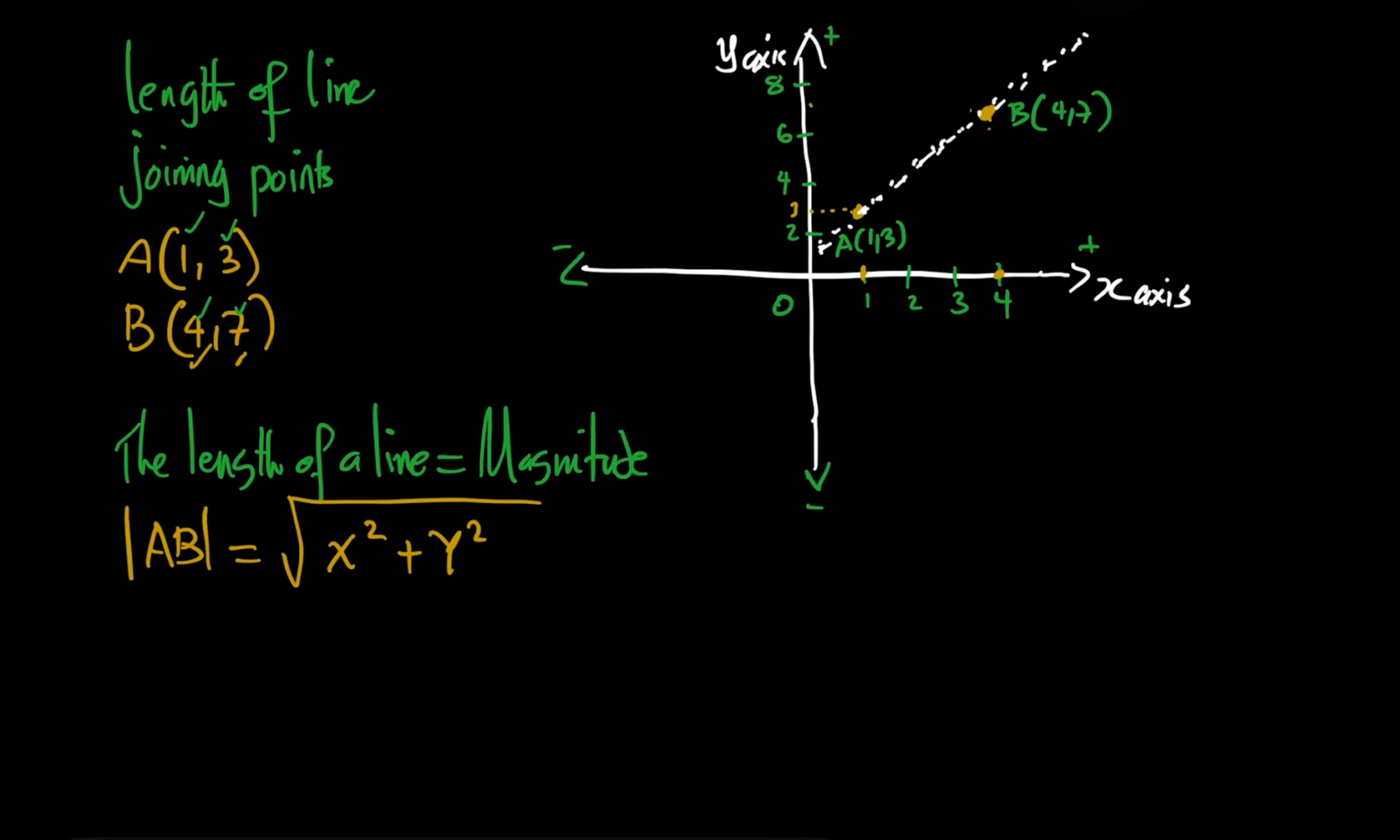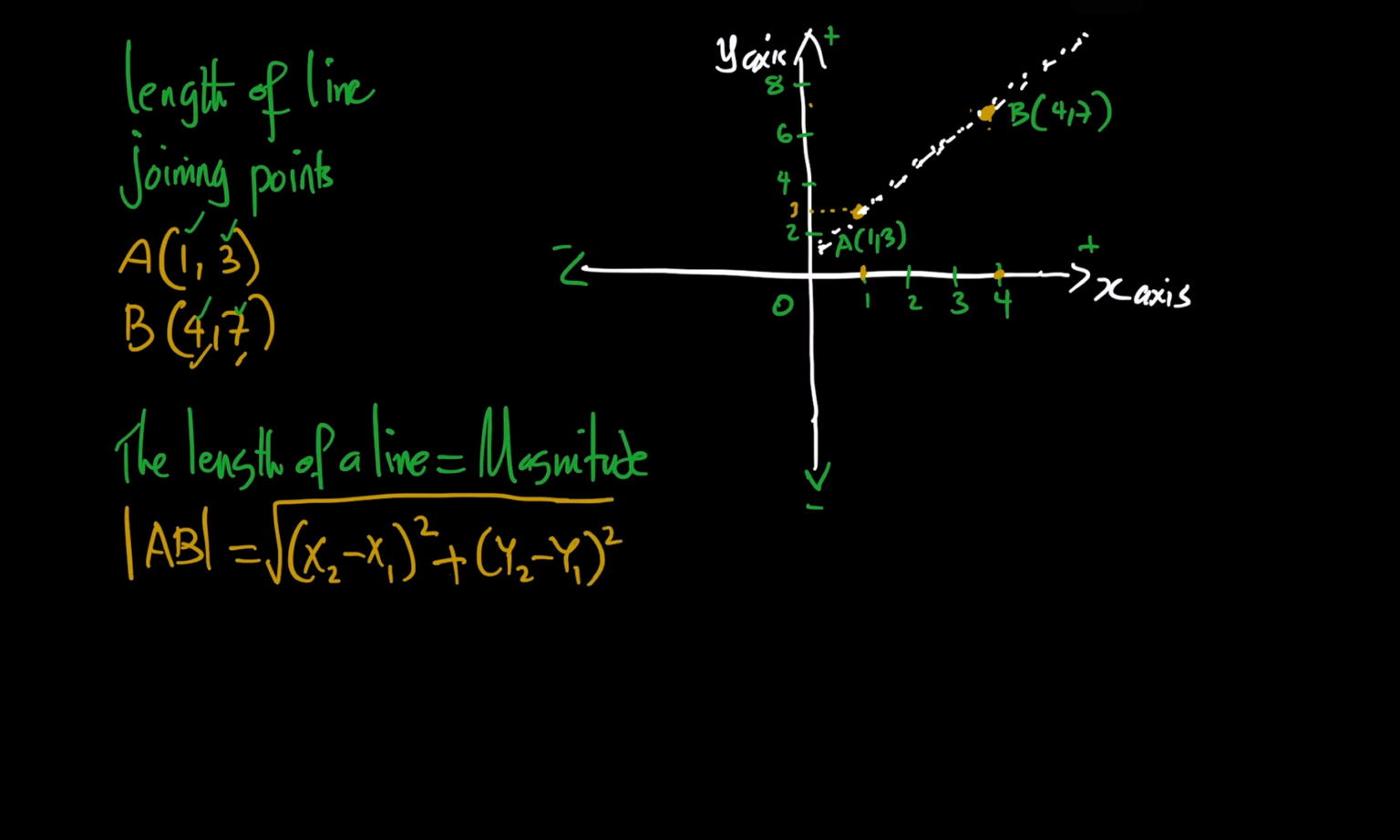Let me rewrite the magnitude formula, because I think I'm a little bit mistaken. It's the difference between the two x's. So x2 minus x1, then we square that. Then we also take the difference between the second y and the first y and square that as well. That's the trick right there.